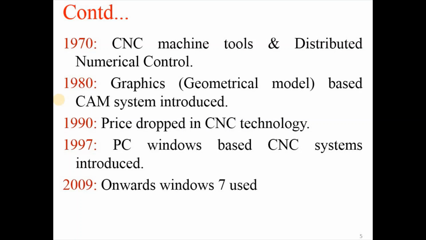In 1990 there was a price drop in CNC technology. In 1997 PC Windows based CNC systems were introduced. By using a personal computer we can handle all the numerical control machines, or we can give the input as a program by using the PC Windows. After 2009 we are using Windows 7, and later on 8, 10, like this. We are just updating. Okay, so this is the first evolution part.